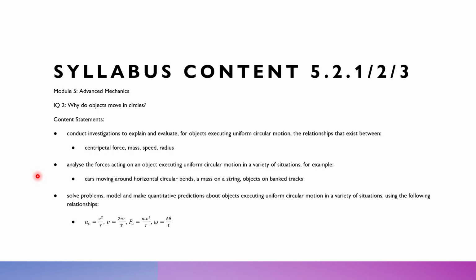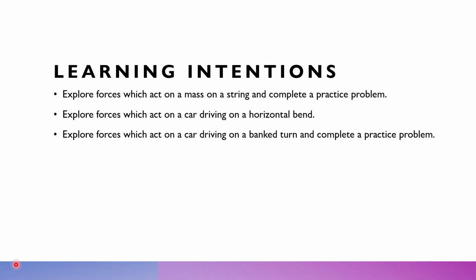a variety of situations. And the examples that we're going to be looking at are cars moving around horizontal circular bends, mass on a string, and objects on bank tracks. So our key learning intentions today are to first explore forces which act on a mass on a string and then complete an associated practice problem. We'll also look at forces which act on a car driving on a horizontal bend as well as a bank turn. In particular, we're going to focus on completing a practice problem for the bank turn.